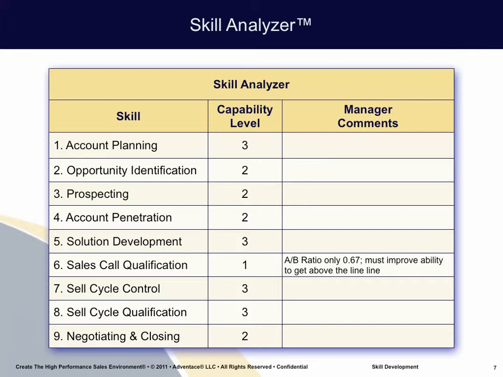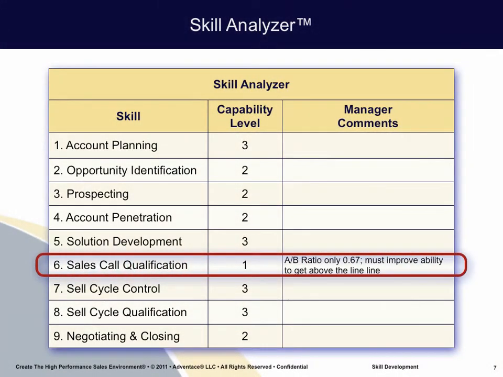So now what? Well, it's time to focus on skill development. Over the years, we have found that by far the best approach for a manager to take is to focus on the development of one skill for one quarter. This surgical, proactive focus on the part of the seller and the manager yields tremendous results. In this case, the skill to focus on is sales call qualification because it is the skill that the seller is the weakest in.